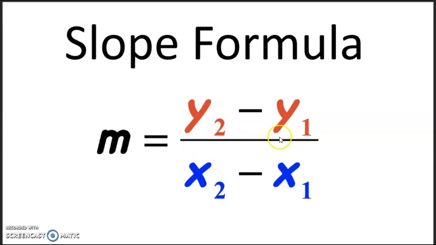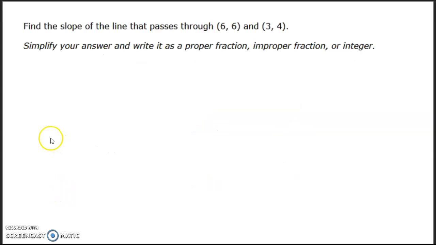So we're going to talk about x's and y's, and it's basically just using this formula when you're asked to find the slope between 2 points. They give them little subscripts because when you're dealing with 2 points, there's 2 x's and 2 y's. So we have to label them. So let's do an example. Find the slope of the line that passes through (6, 6) and (3, 4).